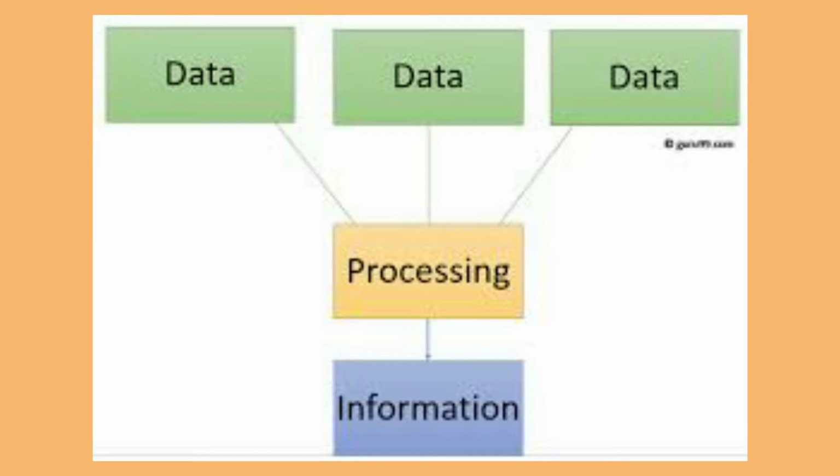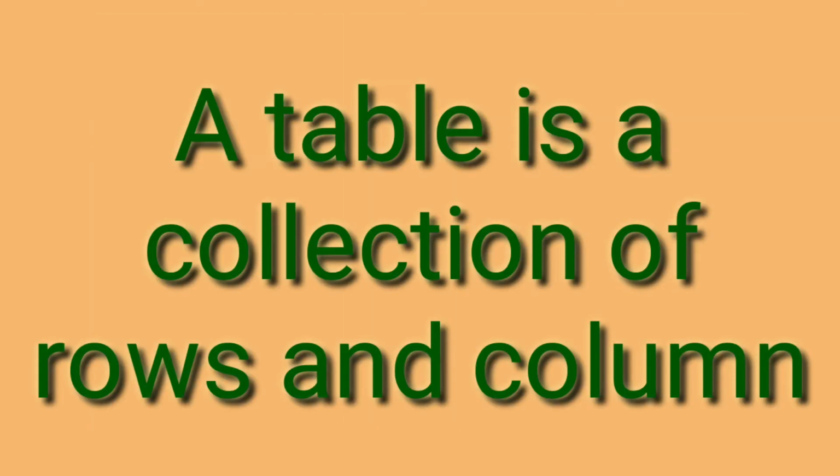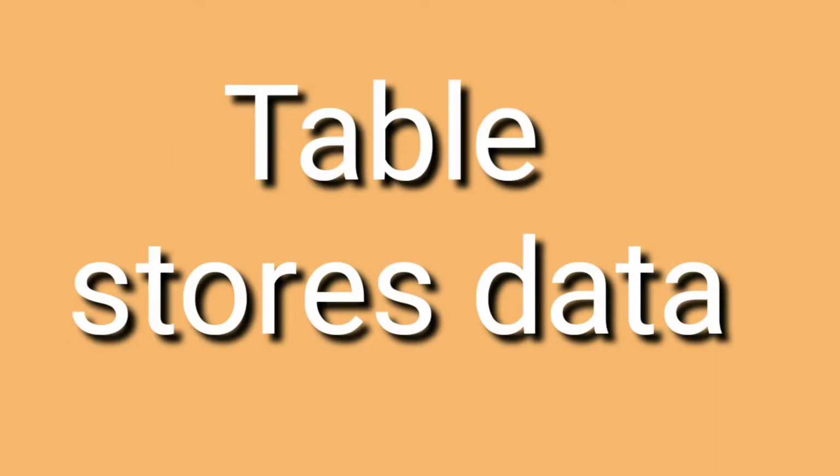So the data is collected from various sources and this data is processed to form information. For processing, the data needs to be stored. That means it needs to be saved. Generally, the data is saved in the form of tables. A table is a collection of rows and columns. So, these tables are used to store the data.